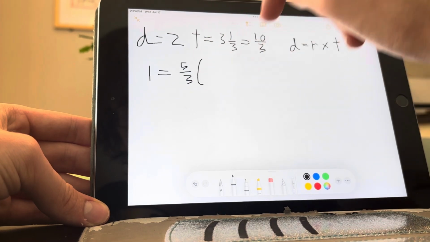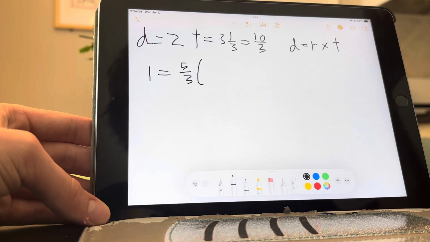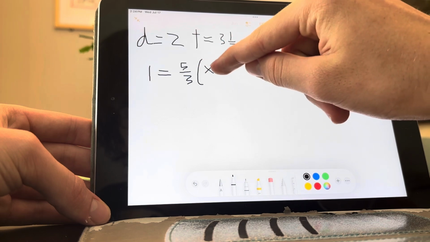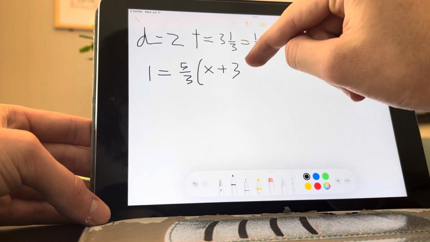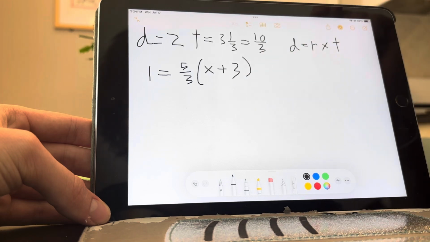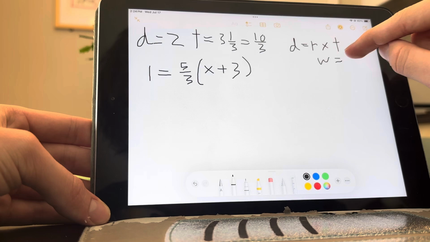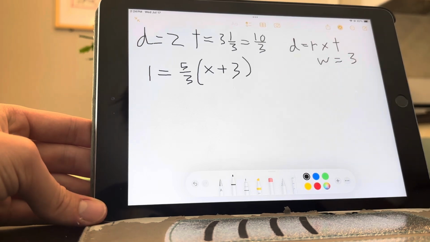And the rate they're moving at is going to be whatever the rate they're paddling at plus the water flow. And because you're moving downstream, it's going to make you go faster. So you're going to add that 3 miles an hour from the water current. I'm just going to write that over here too. The water current is 3, just so I don't forget.